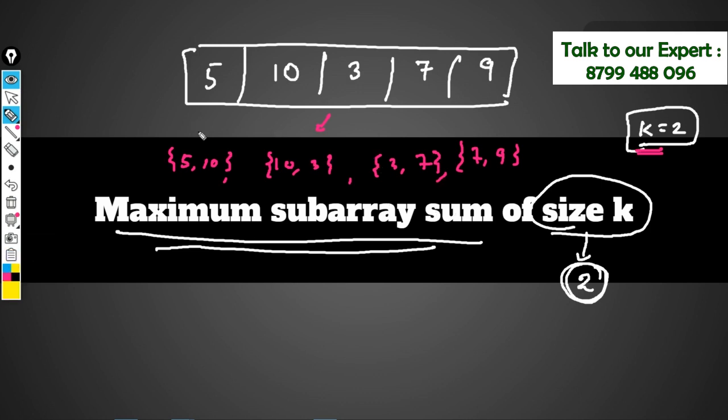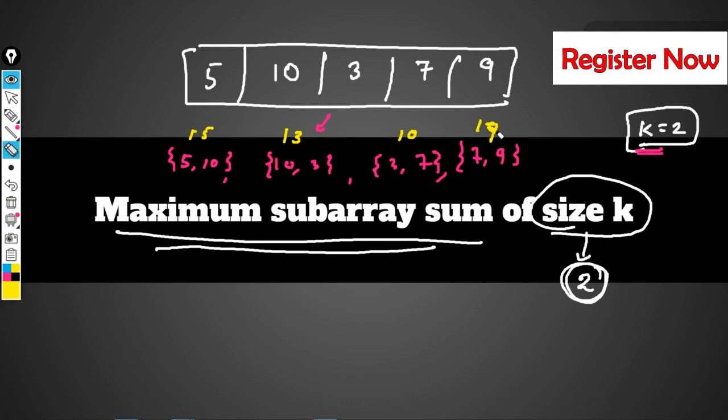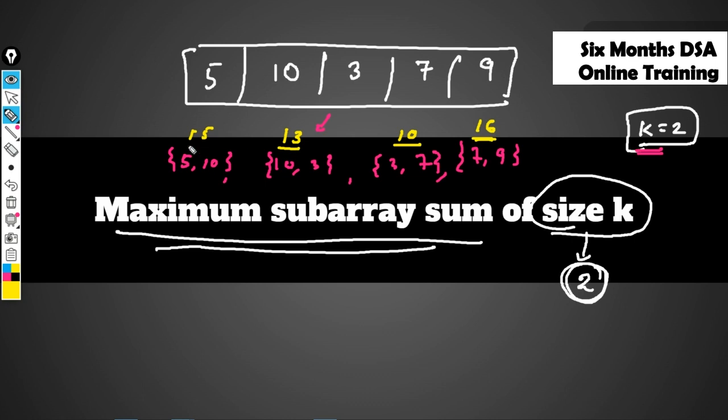So if I calculate the sum, it is 15. If I calculate the sum, this is 13. If I calculate this sum, it is nothing but 10. And if I calculate this sum, what will be the sum? The sum is 16, right? Okay, actually it is 17. No, 16, I'm so sorry. I was confused a little bit. I get confused in this kind of simple calculation sometimes. So this is 16, and this is 10. This is 13, and this is 15.